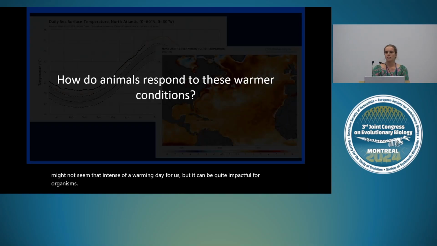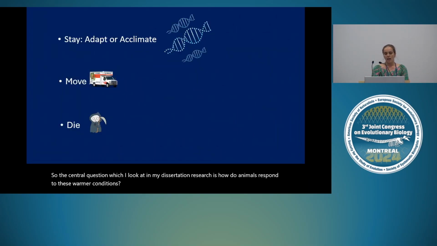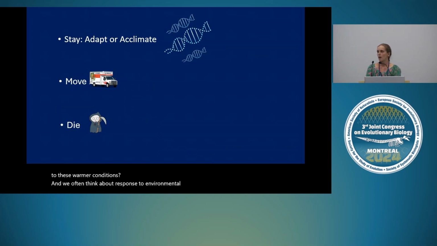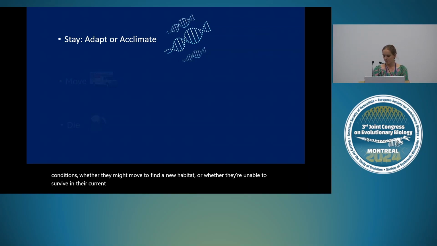So the central question which I look at in my dissertation research is, how do animals respond to these warmer conditions? And we often think about response to environmental change in 3 broad paradigms. We think of how an organism might stay and adapt or acclimate to their environmental conditions, whether they might move to find a new habitat, or whether they're unable to survive in their current habitat.